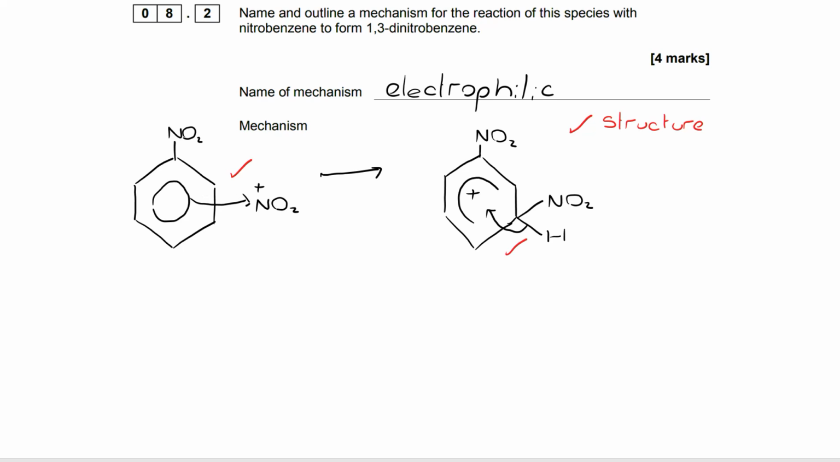In terms of the mechanism type, well, NO2 plus, the positive, the fact that it's electron deficient, is hopefully telling you that it's electrophilic. And then what are we actually doing? Well, we're replacing an H with an NO2. So it's a substitution, electrophilic substitution, and we're done.